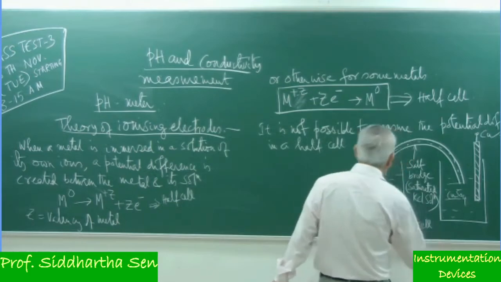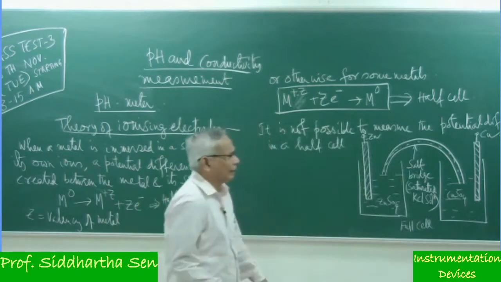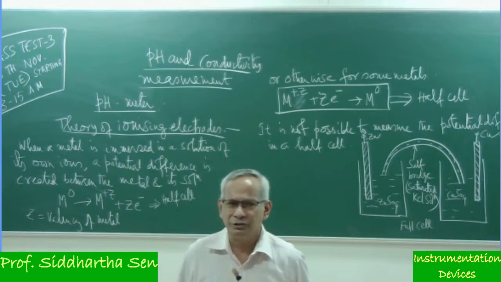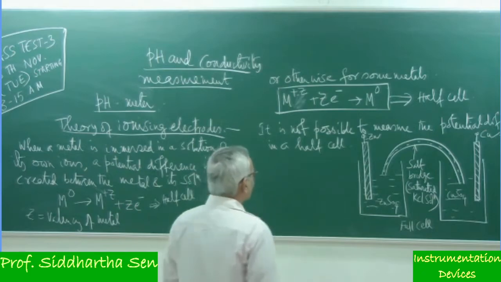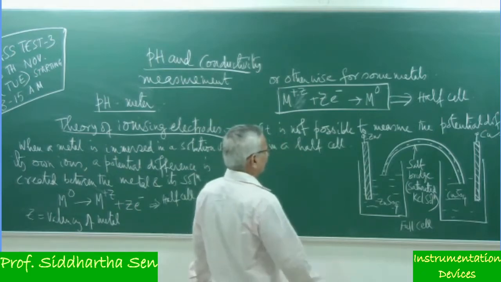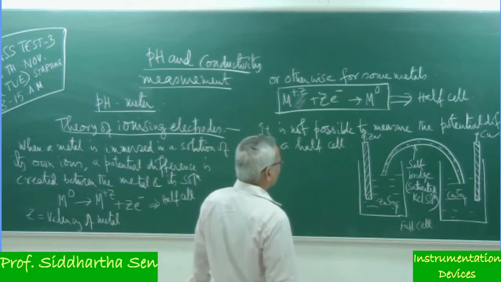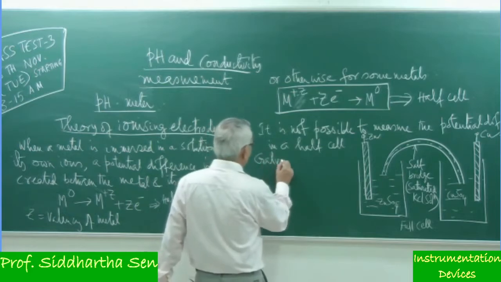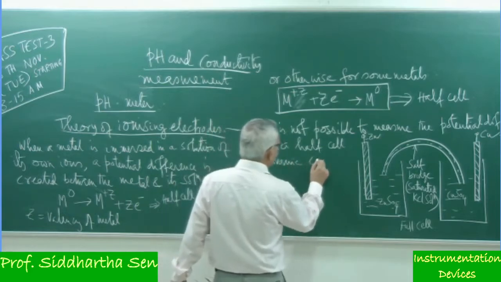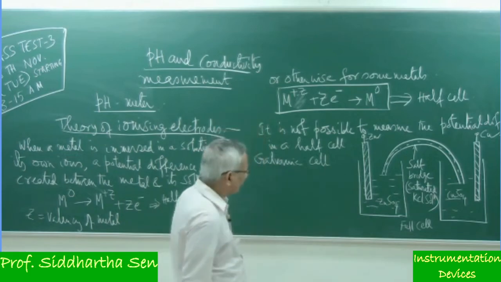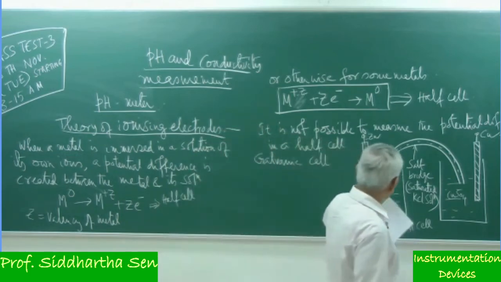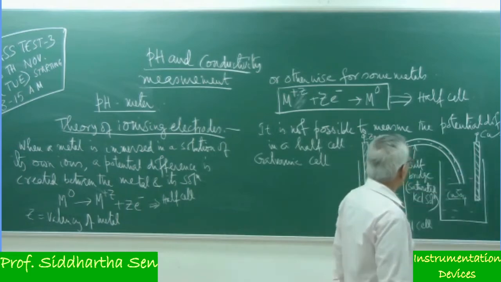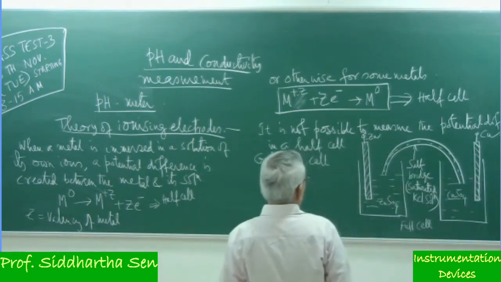And then with these two metals, I can easily measure the voltage across it without disturbing it. You must be able to recollect what this is called. It is called a galvanic cell. In your school days, you must have seen that. So basically, a galvanic cell is nothing but zinc sulfate and zinc in one half cell, and copper sulfate and copper in another half cell.